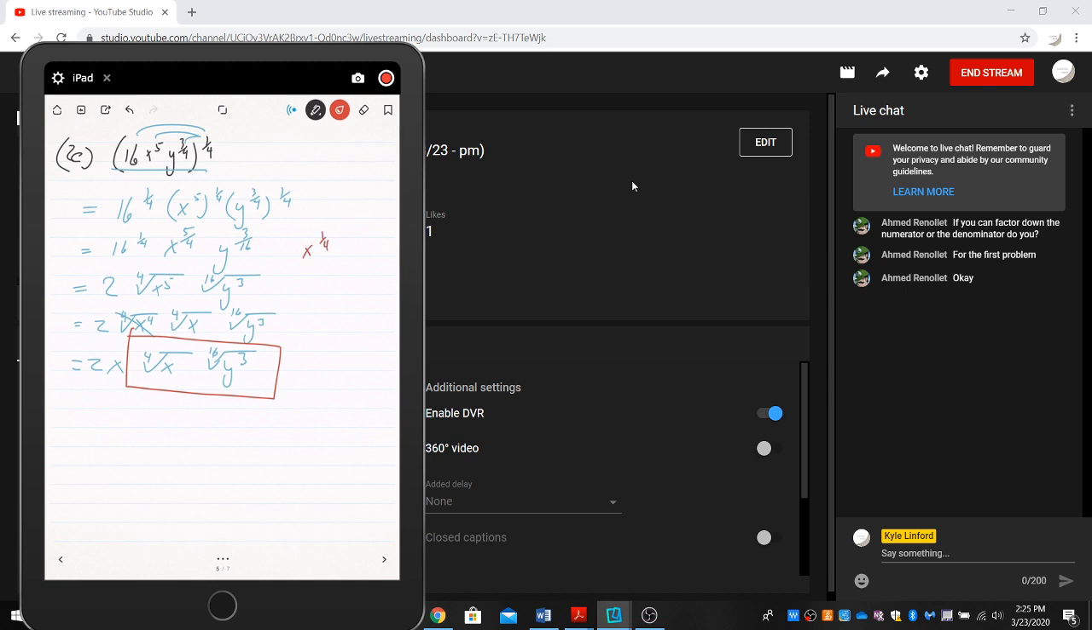That's x to the 1/4 power. And then we have y cubed, or the 16th root of y cubed. So that's y to the 3/16 power. Just like we had before.